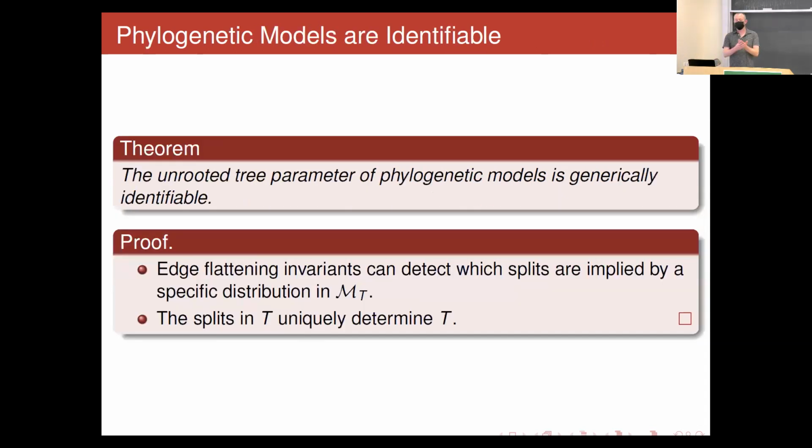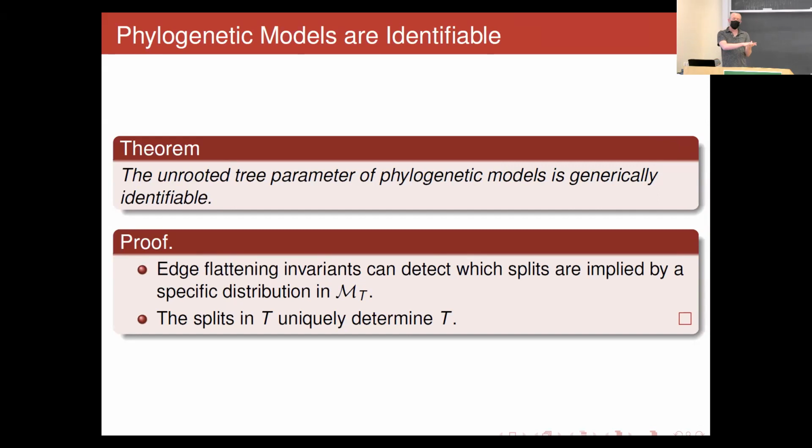Okay, great. We can immediately use this to prove identifiability of these phylogenetic models that we mentioned. Theorem: the unrooted tree parameter of phylogenetic models is generically identifiable. How does this work? Remember, we had these rank conditions that come from edges in the tree. You take an edge in the tree that gives you a valid split, you look at the flattening of the matrix, and the rank of that should be less than or equal to 4.